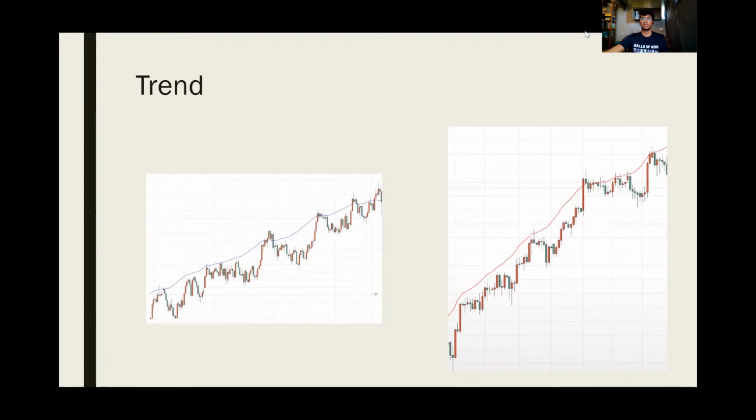So what are the different types of trends? So there's a strong trend, when the price respects the 20-period moving average and the market remains below or above it all the time. There is a healthy trend, which is when the price respects the 50-period moving average.